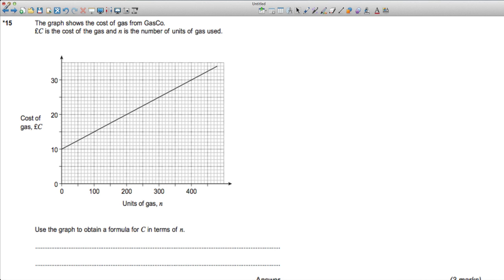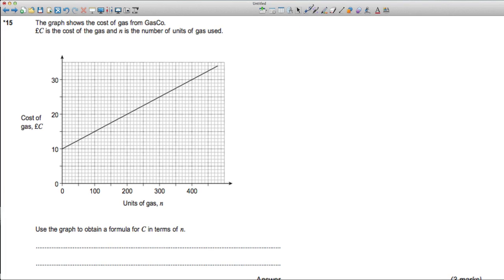Next question, question 15. The graph shows the cost of gas from Gasco. C is the cost, so C is in this case along the y-axis, and n is the number of units used, so n is along the x-axis. Use the graph to obtain a formula for C in terms of n. Basically, they want you to name the straight line graph that this is.